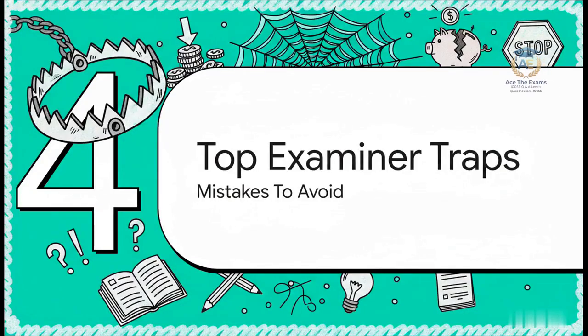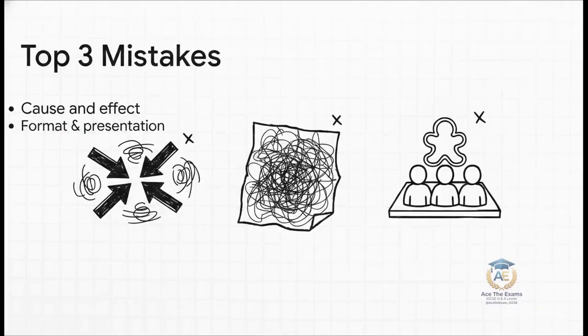Section 4. Top Examiner Traps. Pay close attention because this is where marks bleed. I have gone through countless principal examiner reports, and these are the top 3 devastating mistakes that consistently ruin otherwise perfect responses. First trap, confusing cause and effect.